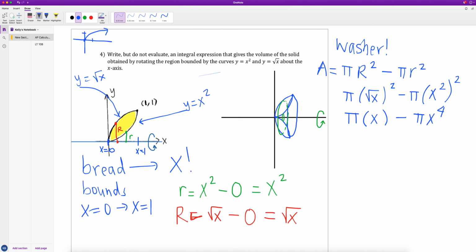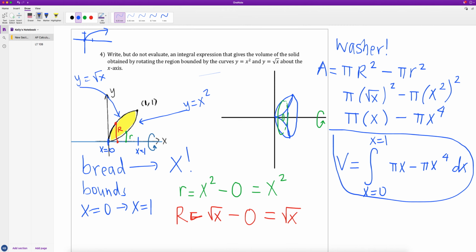So I have my area of my cross section, I have my bounds, I can set up the equation for volume. So volume is going to be the integral of area, where my bounds go from x equals 0 to x equals 1, and then my area for this is pi x squared minus pi x to the 4th, and I'm integrating with respect to x. And then that right there would be our final answer for setting up the integral expression for volume on this one.